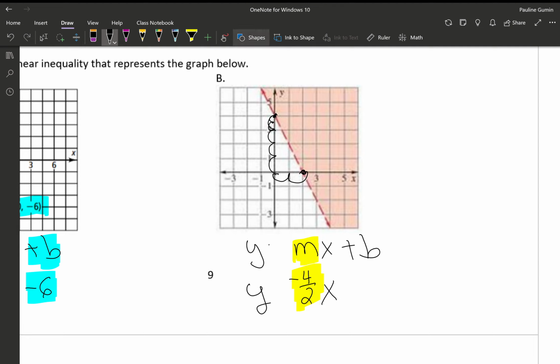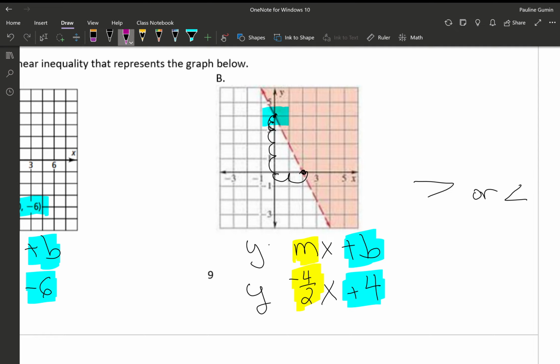And then let's find our y-intercept. It crosses the y-axis right there. That's a positive 4. Whoops. Plus 4. Okay. Now it's a dotted line. So it's either going to be this symbol or that symbol, according to the steps.